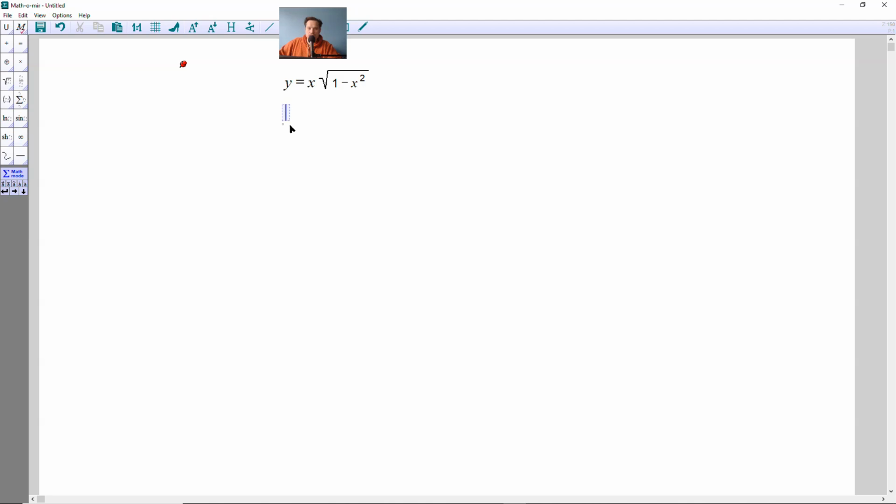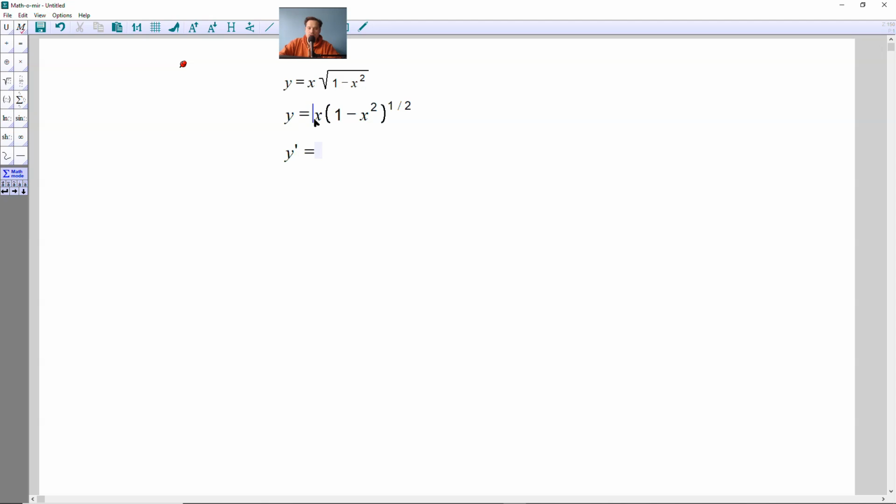What is the derivative here of y equals x times the square root of 1 minus x squared? So the first stage in the process is to just rewrite this for yourself. So it's going to be x times 1 minus x squared raised to the 1/2. And then you start differentiating. So y prime would be equal to the following.